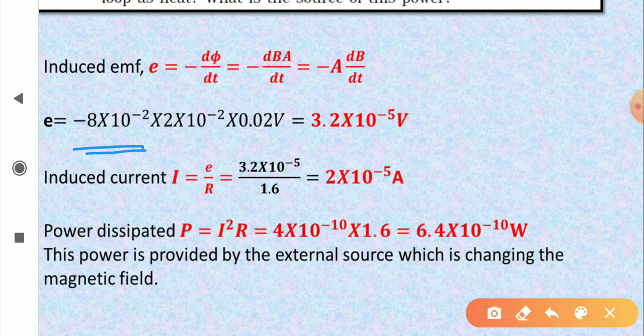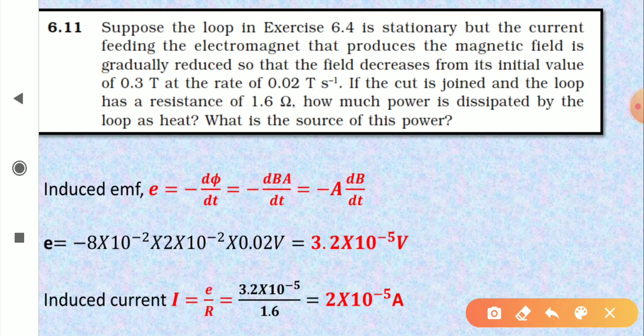And induced EMF now is going to be, the area is length into breadth. Length is 8 centimeter, 8 into 10 to the power minus 2 meter. Breadth 2 centimeter, 2 into 10 to the power minus 2 meter. And the rate of change of magnetic field is given to you, 0.02 Tesla per second. So you multiply by 0.02 and multiplying you get 3.2 into 10 to the power minus 5 volt. Okay. So the first part.